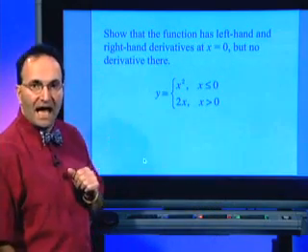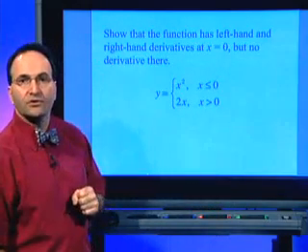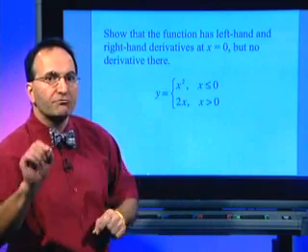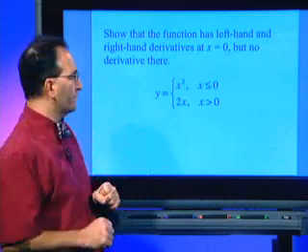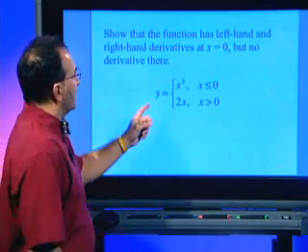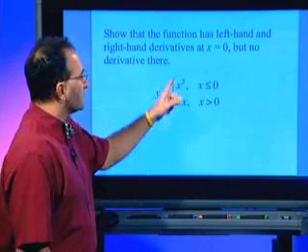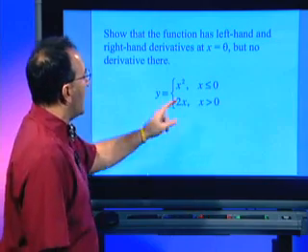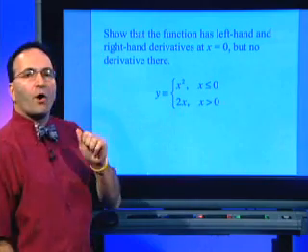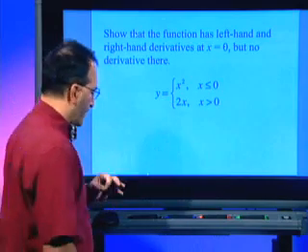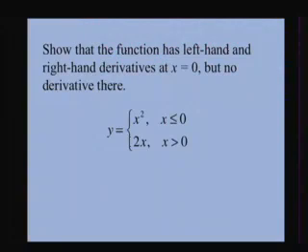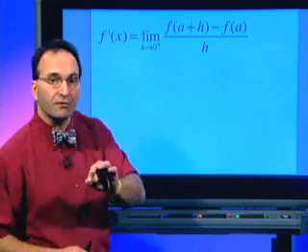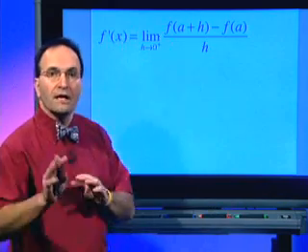Show that the function has a left-handed and a right-handed derivative at x equals 0, but it has no derivative at x equals 0. So we have the function y is equal to x squared for x less than or equal to 0, and y is equal to 2x for x greater than 0. So let's take a look at that particular function. We are evaluating this at x equals 0.